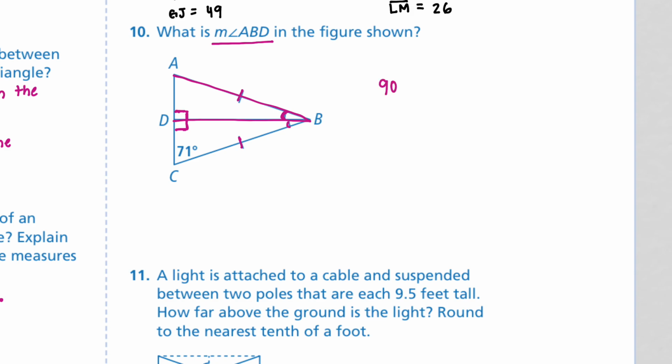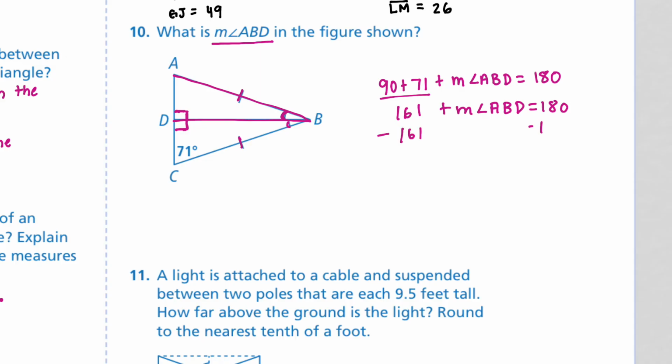So I know that 90 degrees plus 71 plus the measurement of angle ABD would give me 180 degrees. Combine your like terms. Subtract 161 from both sides. And the measurement of angle ABD is equal to 19.